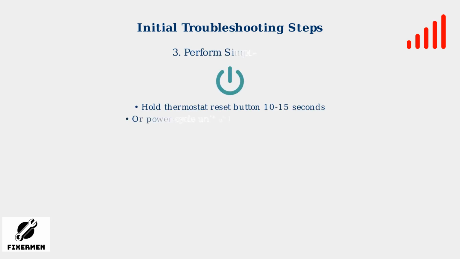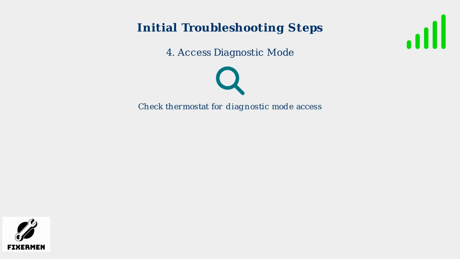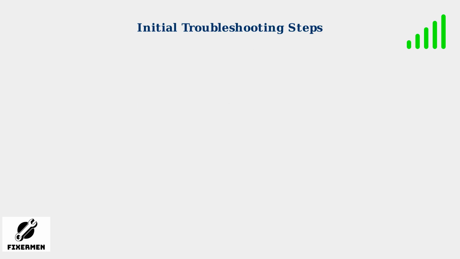A simple reset can often resolve temporary glitches. Try resetting the thermostat by holding the reset button for 10 to 15 seconds, or power cycle the entire unit by turning it off at the breaker for a few minutes, then back on. Look for a diagnostic mode on the thermostat. Pressing specific buttons can reveal error codes that help identify the exact communication problem. These initial steps can often restore proper communication.